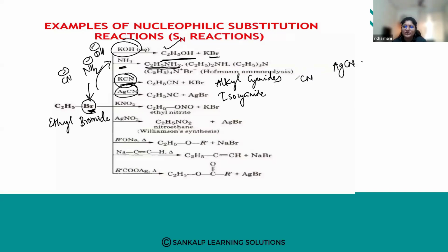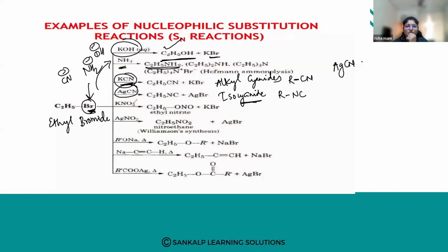Here the bonding is through C, and here the bonding is through N, the nitrogen atom. KCN is ionic, so both carbon and nitrogen are free to link with the alkyl halide. But in case of AgCN, only nitrogen is available, so it will form isocyanides as the main product.